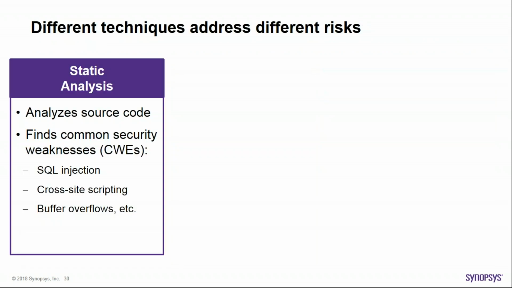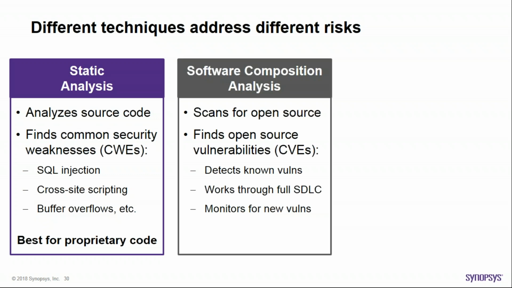And so there are different techniques to address the different risks that are out there. Static analysis has been really helpful in finding common security weaknesses. These are the CWEs that we know about: SQL injection, cross-site scripting, buffer overflows. These are really great for proprietary software, what you're doing internally developed when you've got access to source code. Software composition analysis is very significant specifically for open source software because it finds those open source vulnerabilities, the CVEs, to detect known vulnerabilities. It works throughout the full software development lifecycle. It helps you identify new vulnerabilities as they do come up.